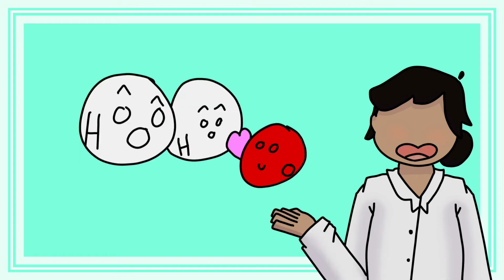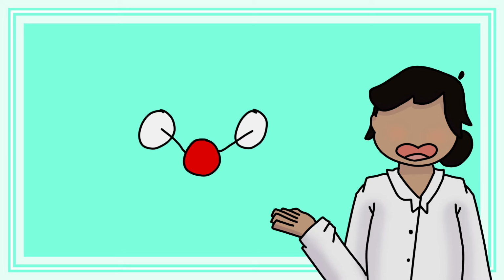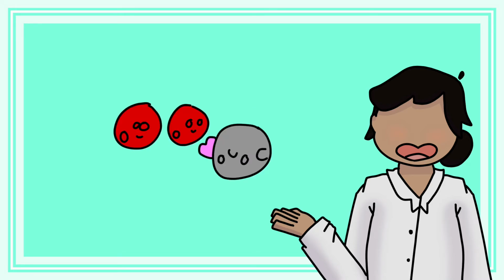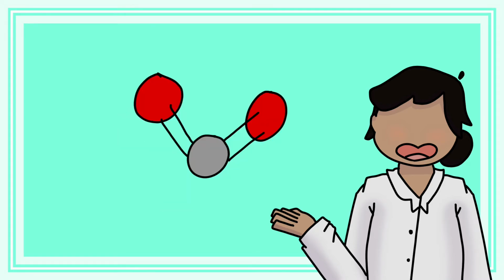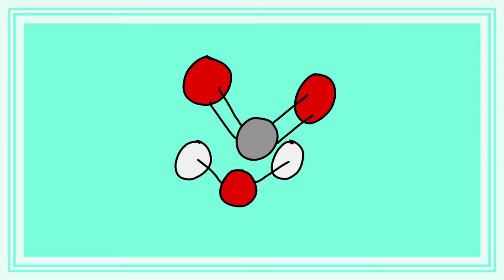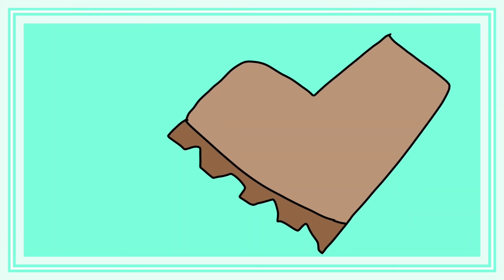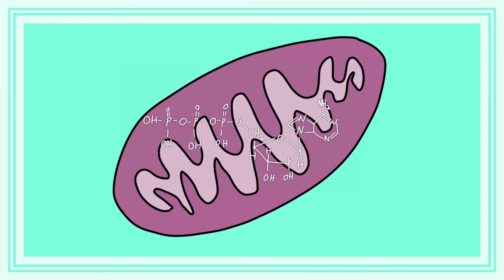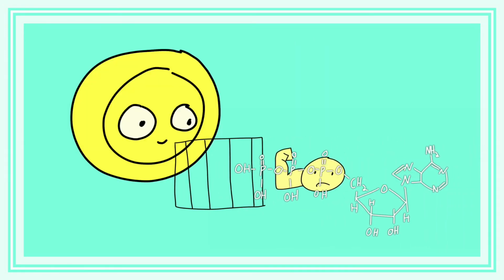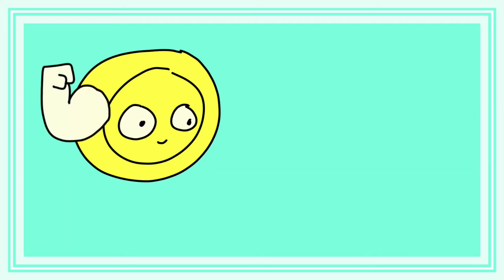These reactions also release hydrogen, which combines with oxygen to produce water, and carbon, which combines with oxygen to produce carbon dioxide. The water and the carbon dioxide are released as waste products. The ATPs leave the mitochondria and deliver their captured energy to places in the cell where it is needed to power everyday activities.